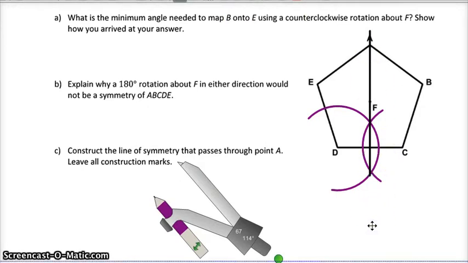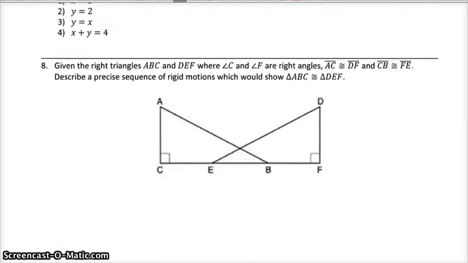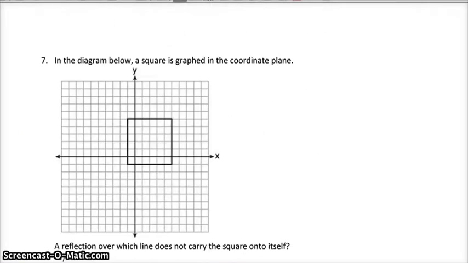But our line of symmetry is made by a perpendicular bisector. Remember, our perpendicular bisector is one of the more popular transformation constructions that we're going to see throughout this video. If we look, there's no constructions on the next page.